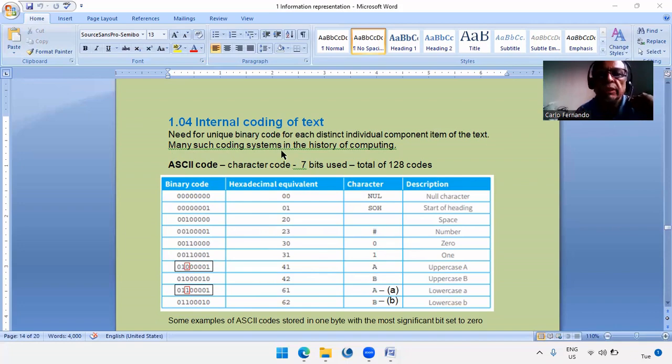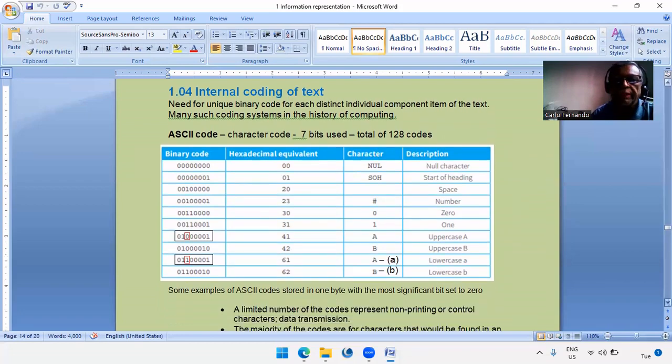So many such coding systems in the history of computing. As I told you, there were many, but they had to be uniform later on. So that was called ASCII code, character code. They used 7 bits of a byte. And now you know the number of values you can have with 7 bits is 128.